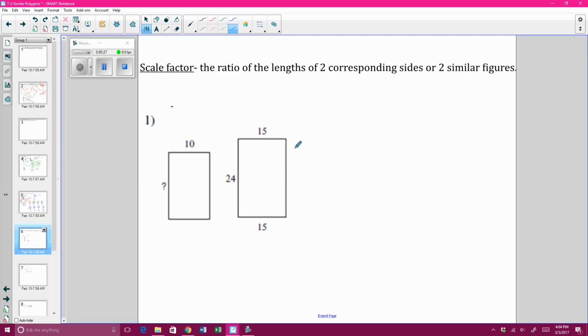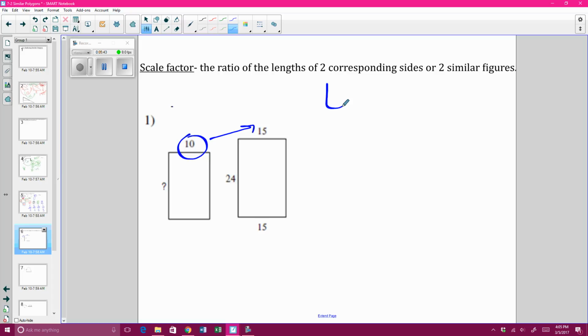Now, if they are similar, they will have the same scale factor. The scale factor is what you have to multiply to get to the other shape. So for this one, we only have 10 and 15 in common. We don't have the question mark here. So let's say, how do I get from 10 to 15?